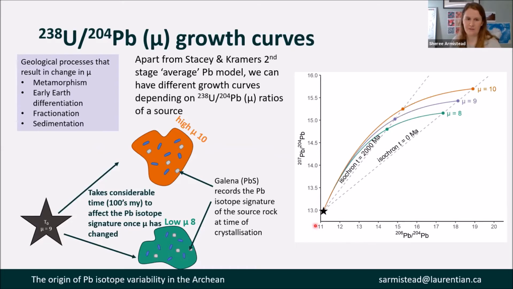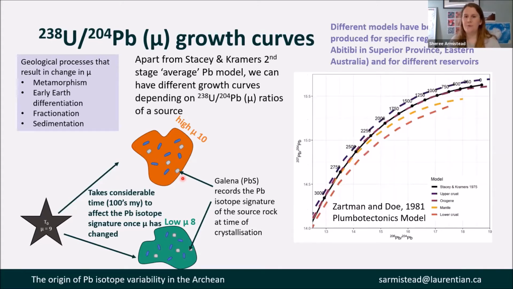This is a hypothetical example of an initial source, say something with a mu of 9, that then gets separated or fractionated into a high mu component and a low mu component. These will then continue along this high mu orange trajectory or this low mu green trajectory. The important point here is that it takes a considerable amount of time once that mu has changed to really affect the lead isotope ratio. And then we look at galena minerals, which once we measure them, really record the lead isotope signature of the source rock at the time of crystallization.